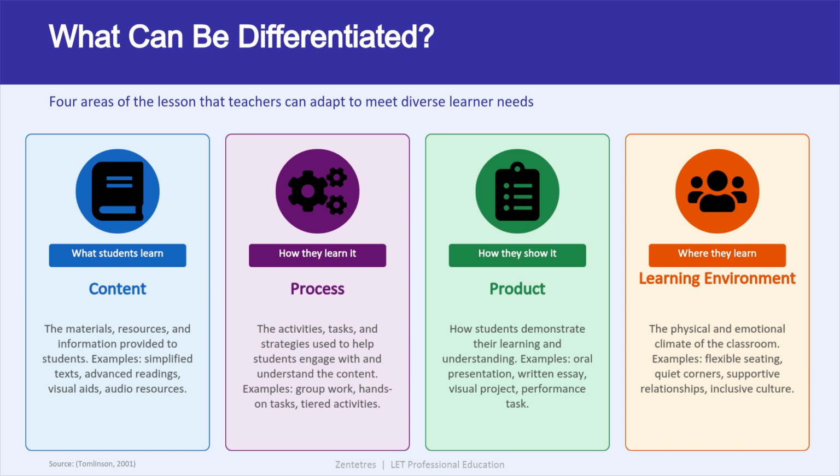Learning environment: this is where and how learning happens. It includes flexible seating arrangements, quiet spaces for focused work, collaborative areas for group activities, and most importantly, a classroom climate where all students feel safe, respected, and supported. LET tip: content, process, product, learning environment. Know all 4. Questions may describe a scenario and ask, which aspect of differentiated instruction is the teacher applying?